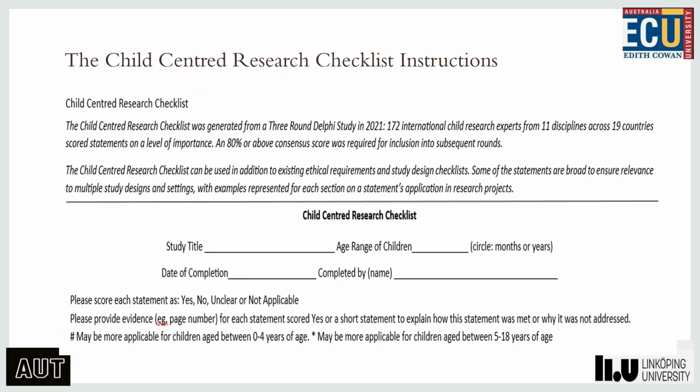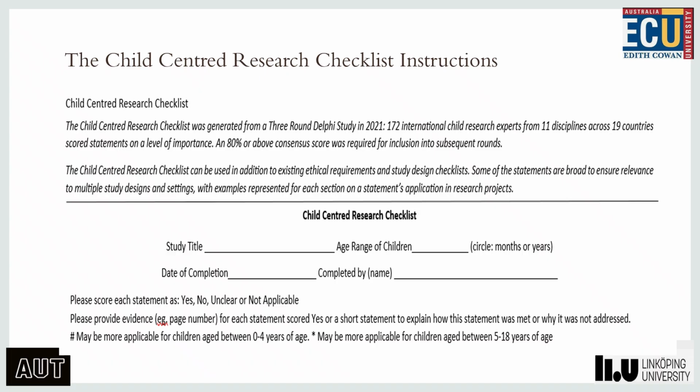The instructions for the child-centered research checklist are very clear and are very similar to other research checklists available on Equator. The authors need to include their study title, the age range of children participating within their research project, the date of completion, and the author's names. They need to provide a yes, no, unclear, or not applicable score or tick beside each statement, and also include within the checklist the page number that corresponds to their manuscript or their research proposal.